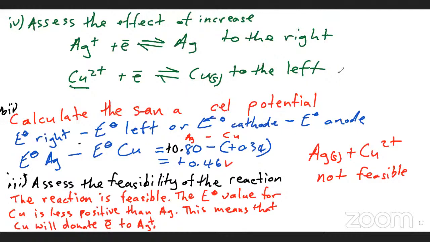So when you set up this cell, it should be copper metal with silver ions, because copper is better at being oxidized and silver is better at being reduced. That is why it has the higher value.